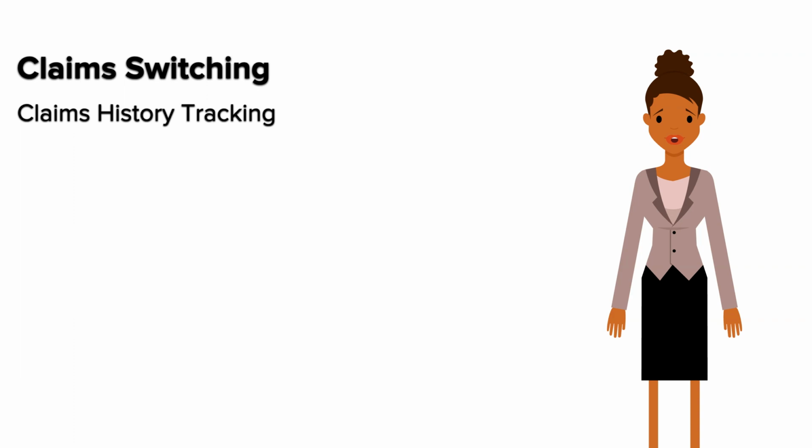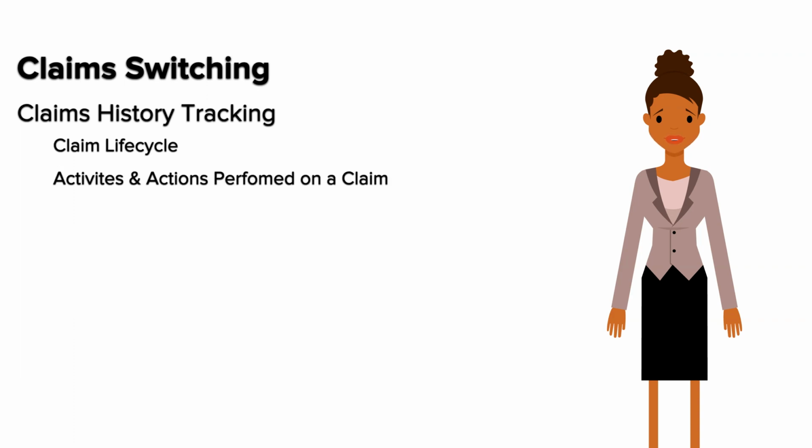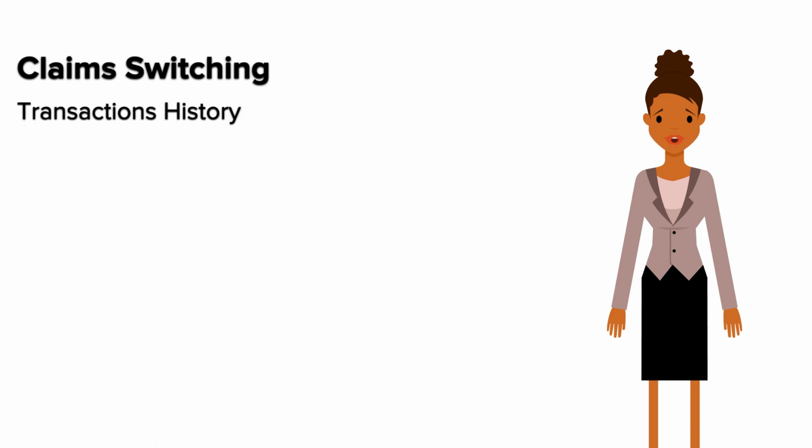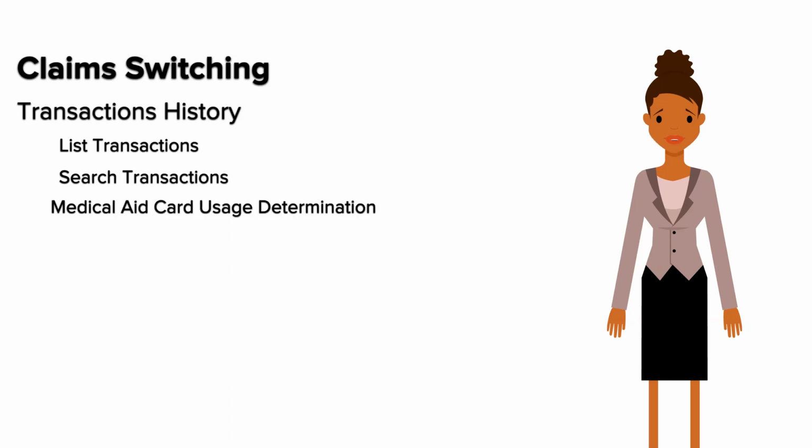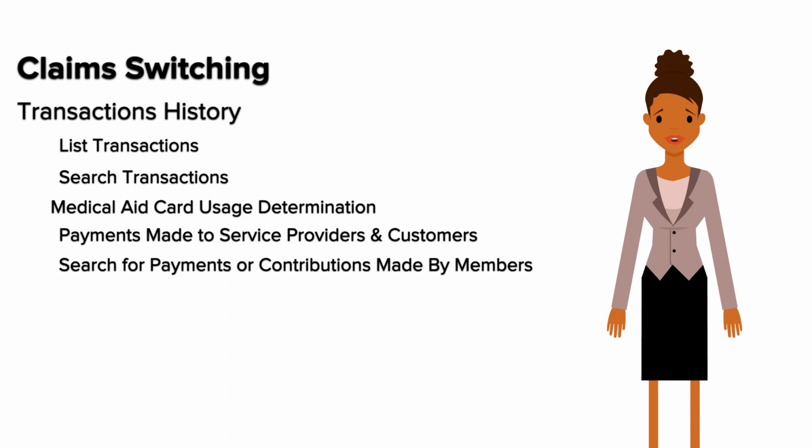The Claim History Tracking Module logs all claim activities that have occurred on an account to have historical data over the account events. Lastly, the Transactions History Module allows health insurance providers and service providers to search for transactions such as the use of the medical aid to providers and the payments made to the provider by the medical aid. Moreover, it also allows one to search for payments made by members.